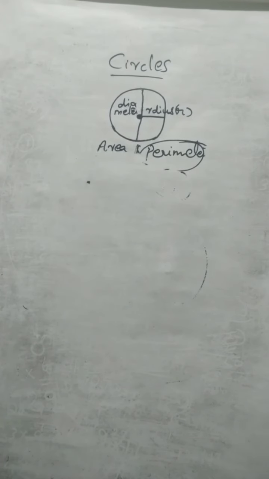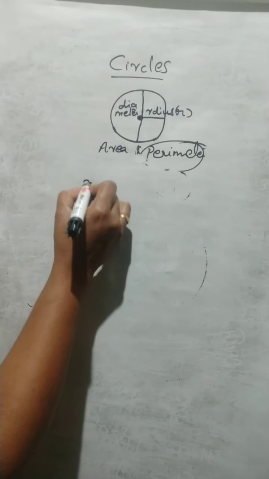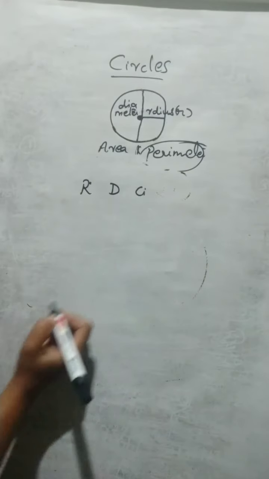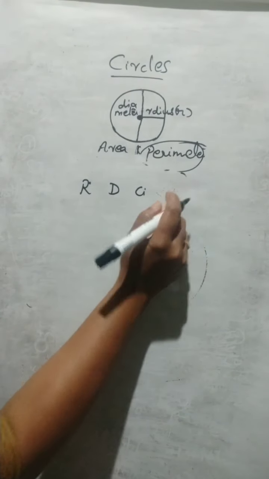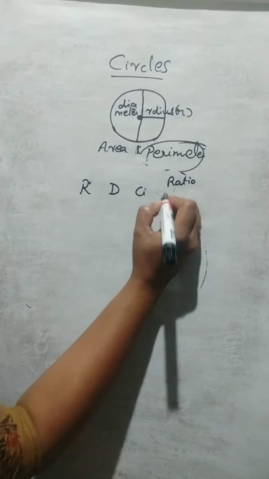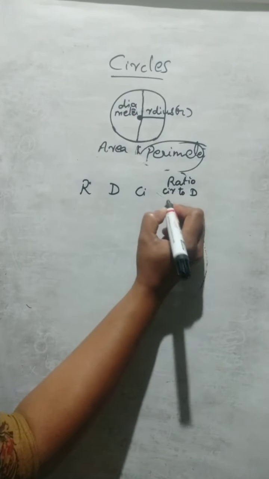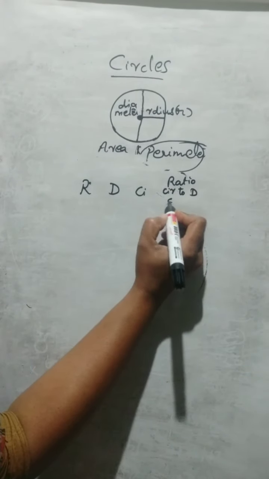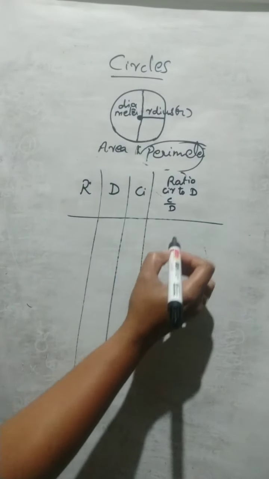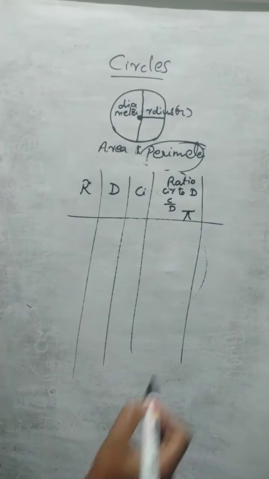So the value of pi is equal to 3.14. If the radius, diameter and circumference are given, we can find the ratio of circumference to diameter, that is circumference divided by diameter. This constant is the pi.